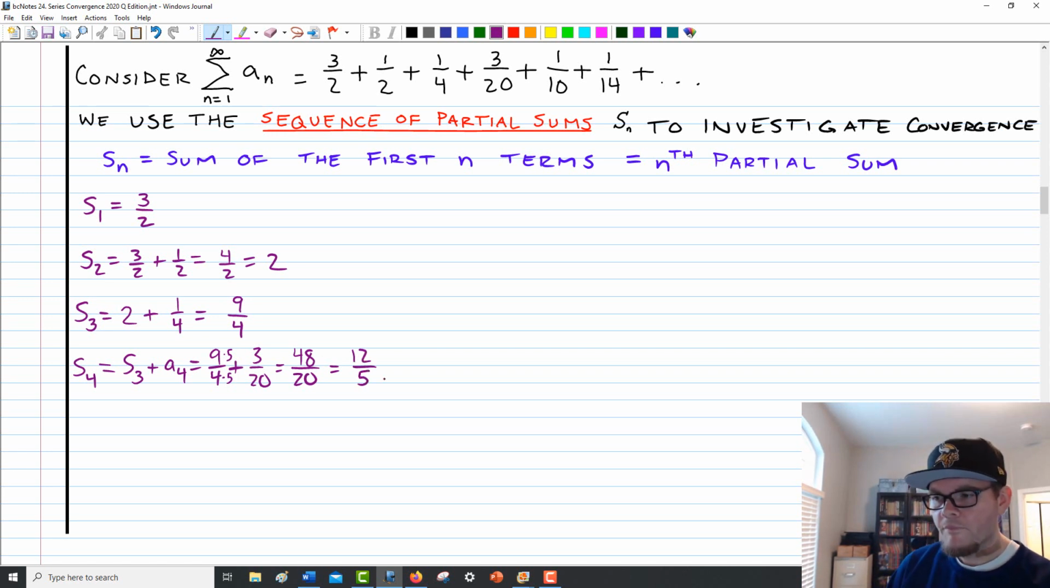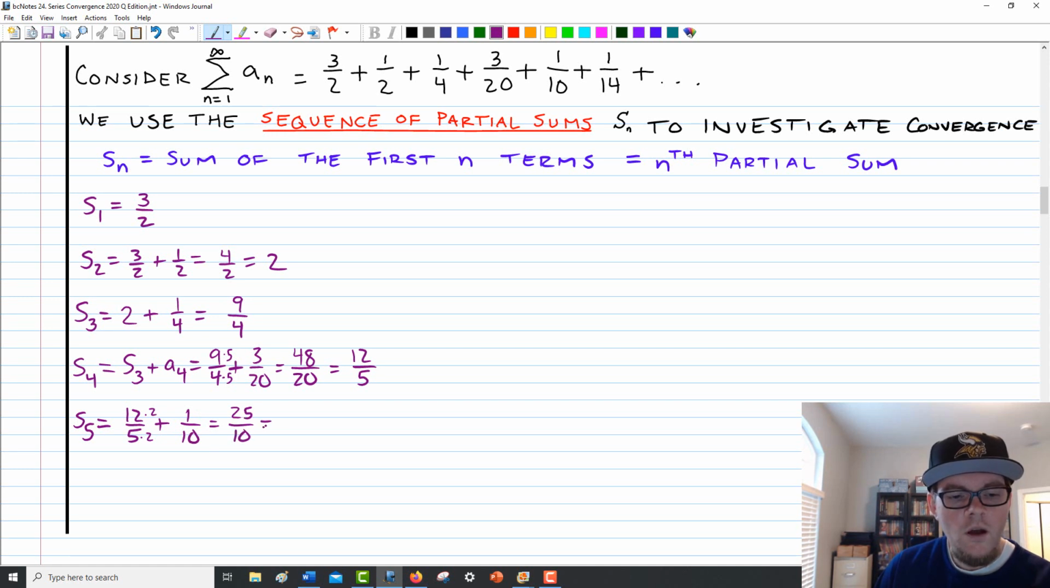We'll see. And then last but not least, we can do the fifth partial sum. That's going to be the sum we got right above, 12 over 5, plus the fifth term, which is 1/10. That's the same thing as 24 over 10 plus 1 over 10, which is 25 over 10. Also the same thing as 5/2.